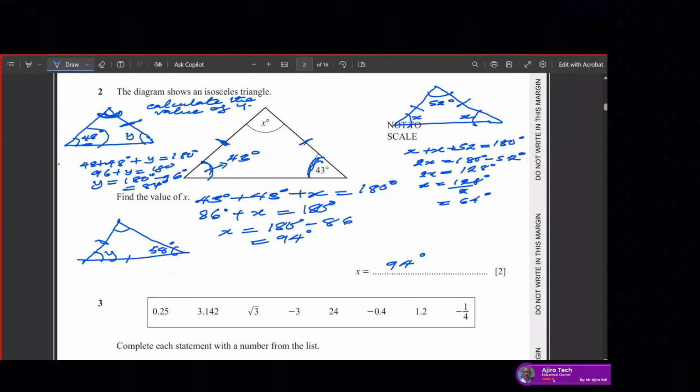Y is 61. Okay. Can you please explain? The way the arrows are facing, y and the one on top are the same.